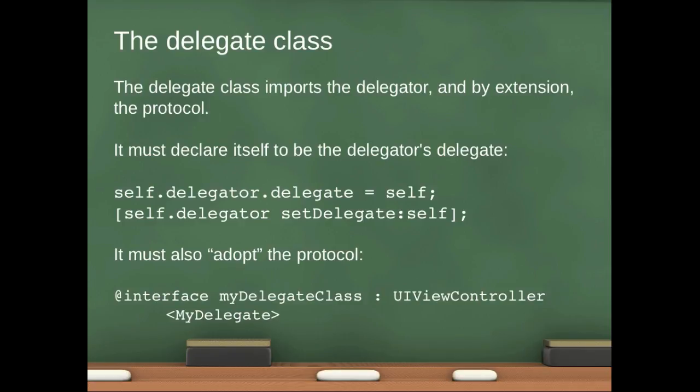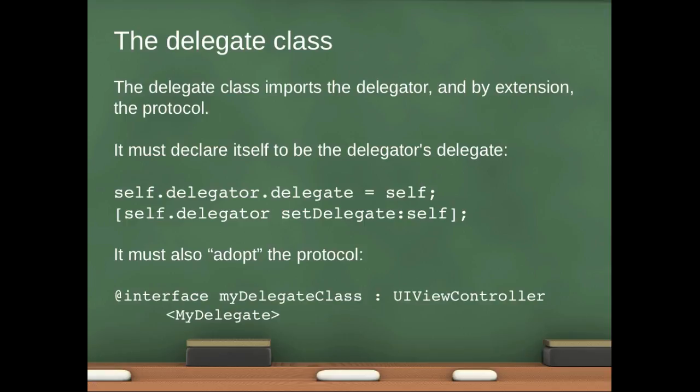So, we've talked about the delegator. We've talked a little bit about this protocol thing. What about the delegate class? Well, we already said the delegate class imports the delegator, and by extension, it imports the protocol, because the delegator is either importing the protocol or declaring it right in line. The delegate class must declare itself to be the delegator's delegate. So we already have a property called delegate. The delegate class needs to declare itself to be the delegator's delegate property. So we do this. We already have a property for the delegate class. It's been instantiated.